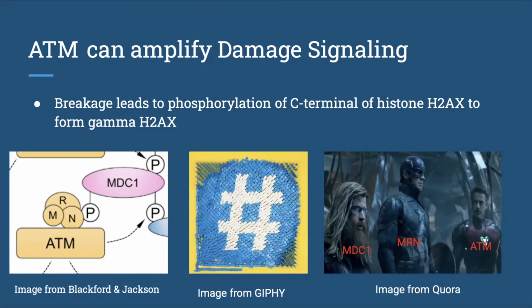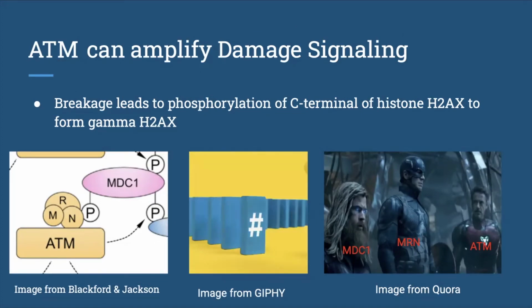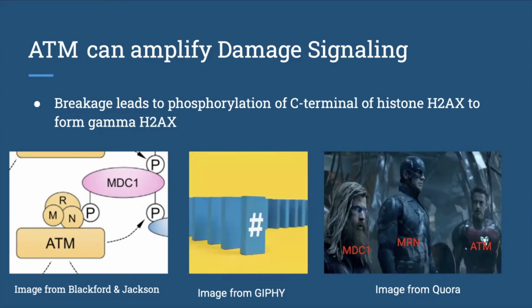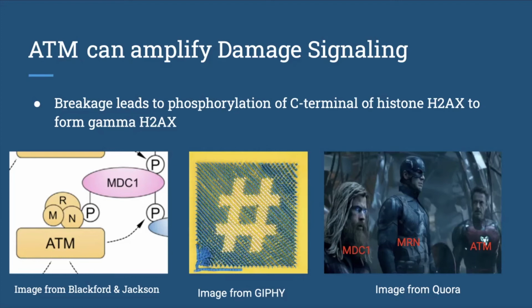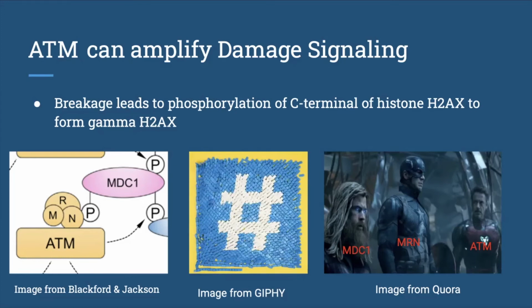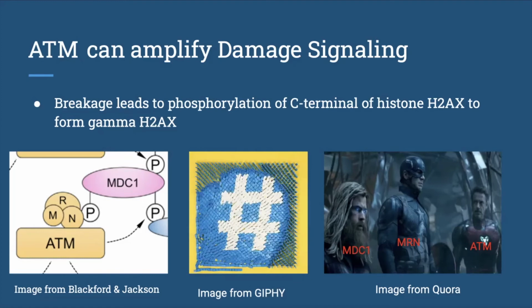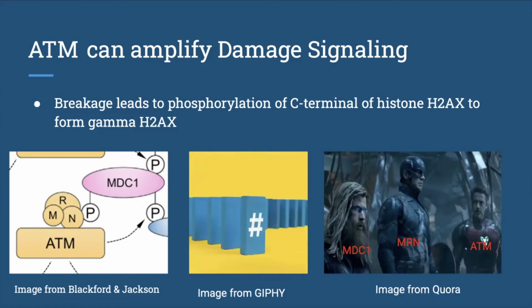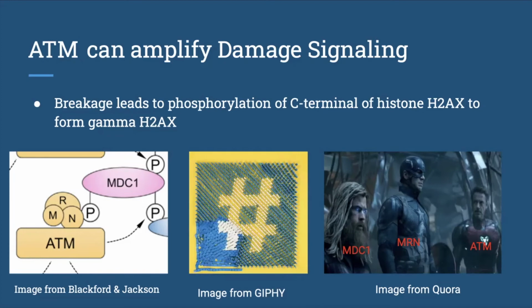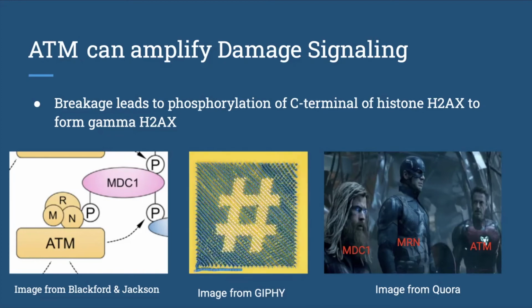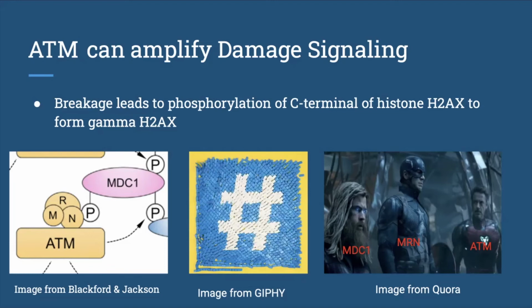MDC1 reads the gamma H2AX, and the ATM kinase complex phosphorylates MDC1 so that MDC1 stays at the gamma H2AX. When this happens, the road flare becomes brighter. That is, the signal gets stronger, as the GIF shows. And more attention is given to the damaged DNA, kind of like the Avengers fighting Thanos.